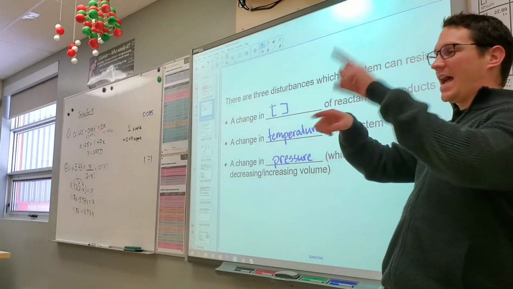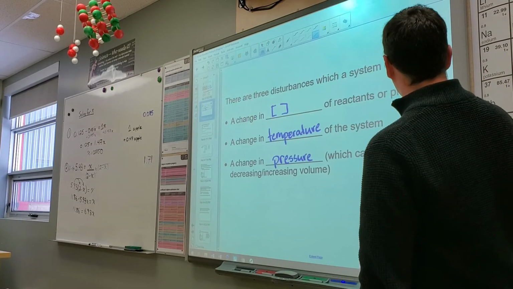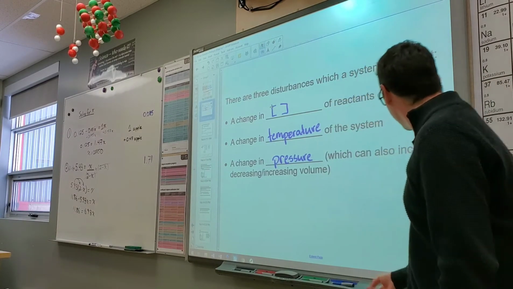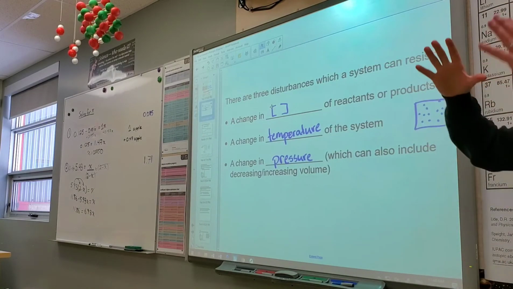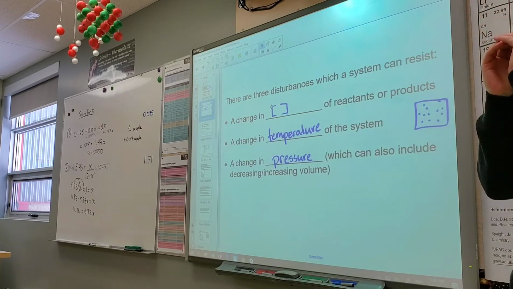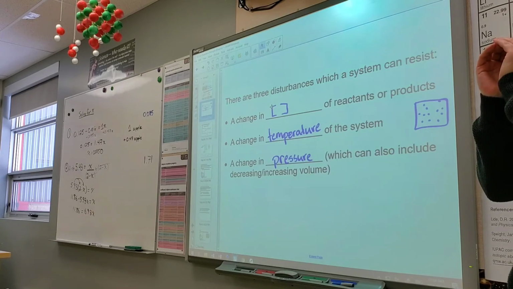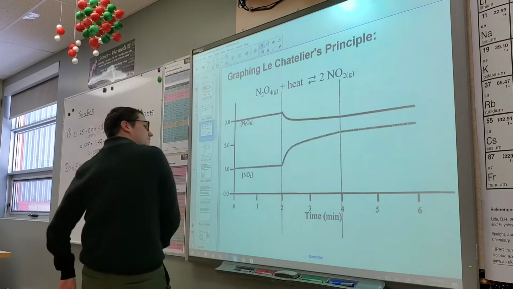If I have a bunch of gas particles in a box, what's going to happen to the pressure inside here if I condense the box, if I decrease the volume? Is the pressure going to go up or down? We'll think about that. Okay, so let's move on.